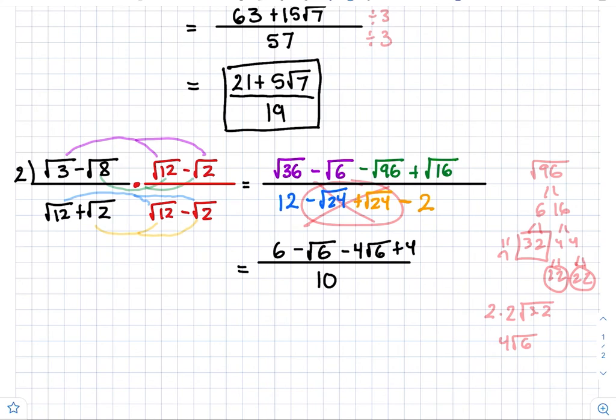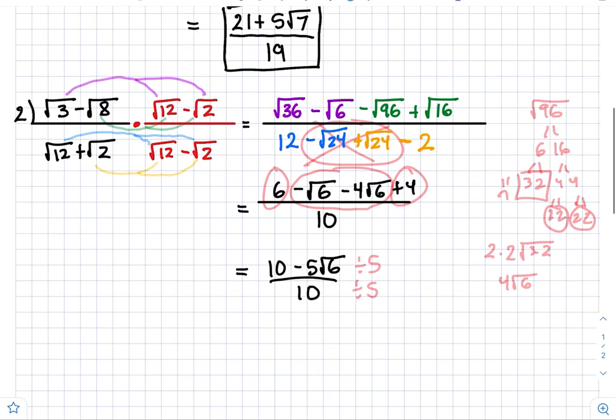Now let's combine like terms. 4 and 6 can combine, and these can combine right there. 6 plus 4 is 10. Negative 1 minus 4 is negative 5 radical 6, all over 10. And what you should notice is 10, negative 5, and 10 can all be divisible by 5. And your final answer is 2 minus square root of 6 all over 2.